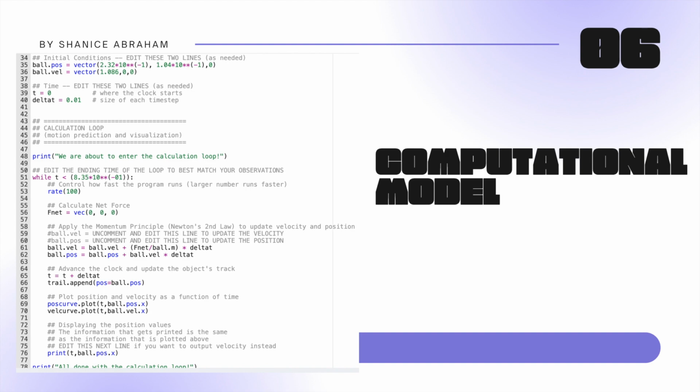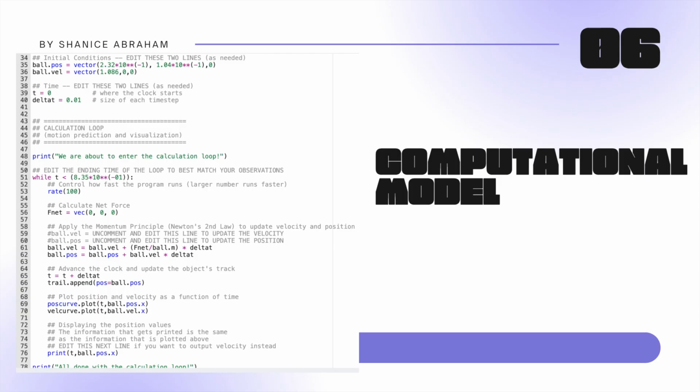Then I changed fnet to equal 0, 0, 0 since there were no additional forces acting on the marker after the initial kick. Using Newton's second law, I created code that would update the velocity and position step by step. It would take the initial velocity of the marker and add it to the net force divided by the mass times the change in time. Then the position would be updated by adding the marker's initial position to the new velocity times the time step.